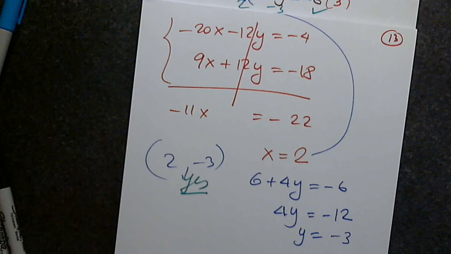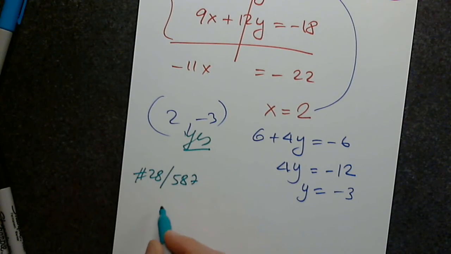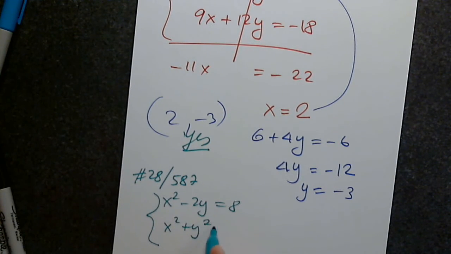What about a nonlinear system? I don't know why I shut the book. Sorry about that. So, okay, page 587. Let's look at 28. X squared minus 2y equals 8, and x squared plus y squared equals 16. Can I use elimination?